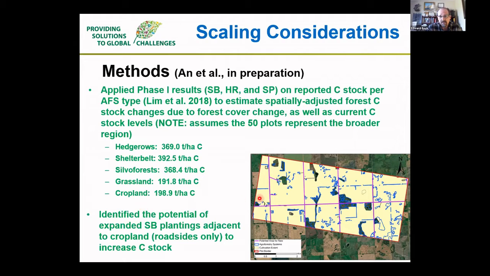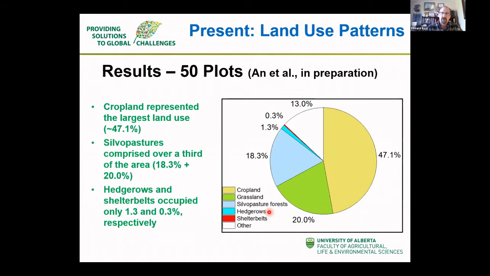And then we also identified the potential of expanded shelter belt plantings to affect carbon stock. And the way we did that is basically tally up all the area along the roadsides, especially adjacent to cropland. So if we made the decision to plant all of that to trees, what would that actually change in, let's say, 50 or 80 years' time, using some of the information, for example, that Cam presented on how long does it take these temperate forests to reach their equilibrium? What could we realistically expect in terms of enhanced carbon storage? So it's a bit of a modeling exercise. There's a spatial component here, and it's also linking to our field data.